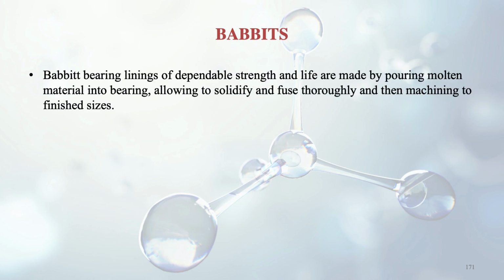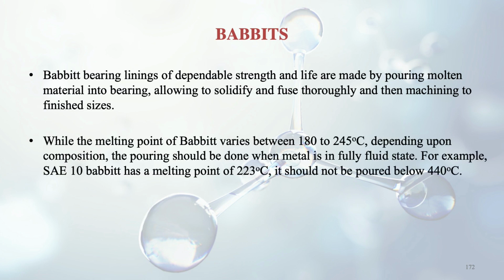Babbitt bearing linings of dependable strength and life are made by pouring molten material into bearing, allowing to solidify and fuse thoroughly, and then machining to finished sizes. So this is the process how these babbitt bearing linings are made. While the melting point of babbitt varies between 180 to 245 degrees centigrade depending upon composition, the pouring should be done when metal is in fully fluid state.